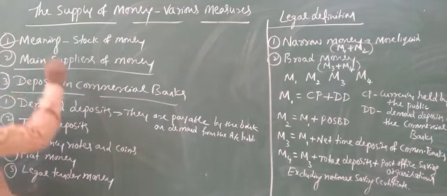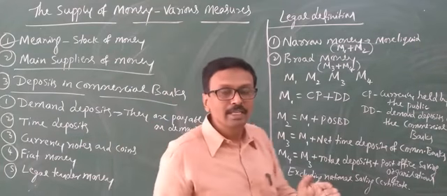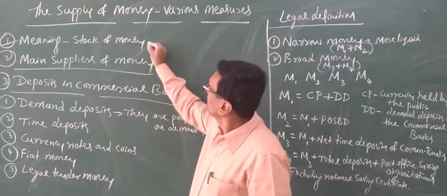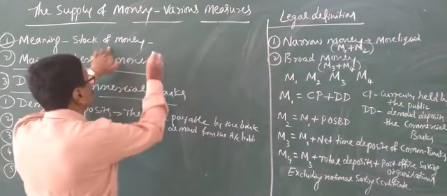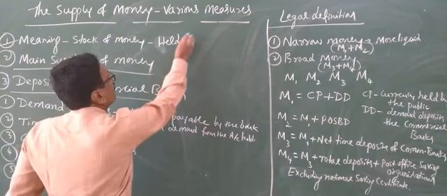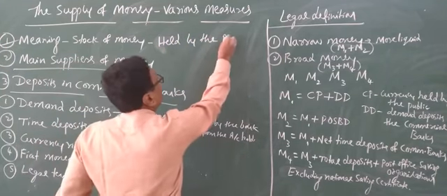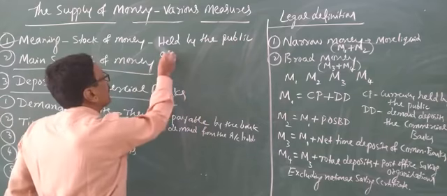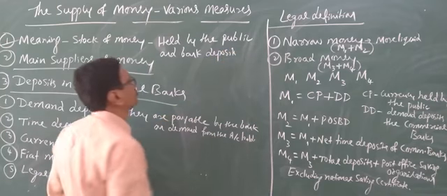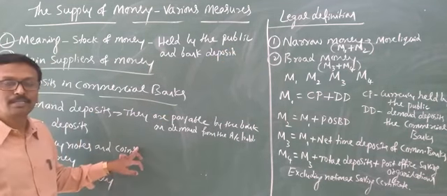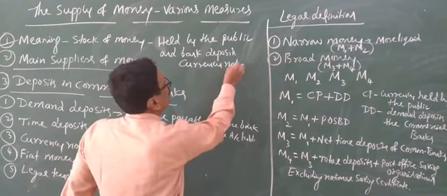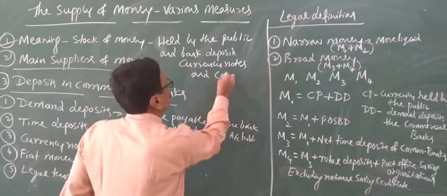First, the meaning. Supply of money refers to the stock of money existing in the economy in the form of currency notes and coins, held by the public and banks, and bank deposits. In the form of currency notes and coins, it is entirely called the stock.